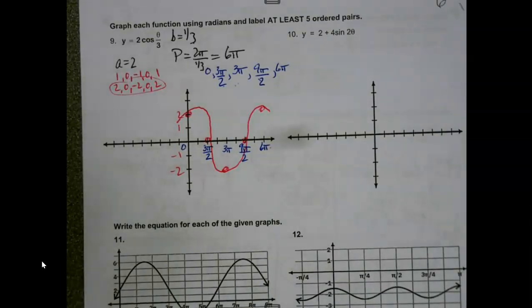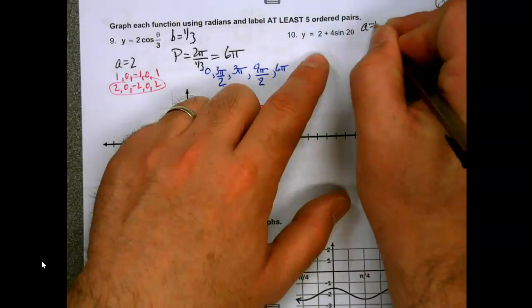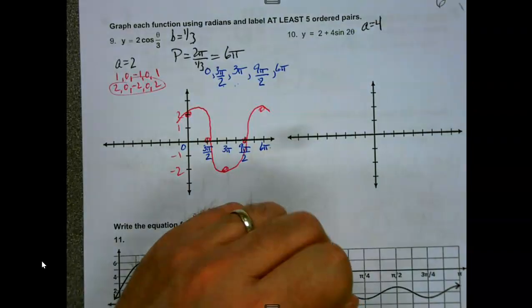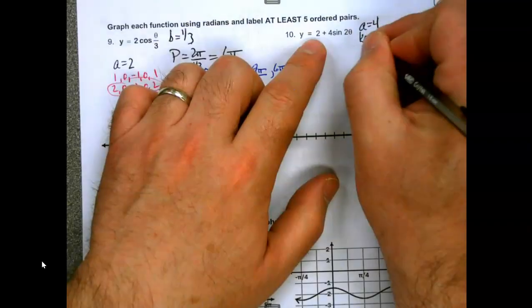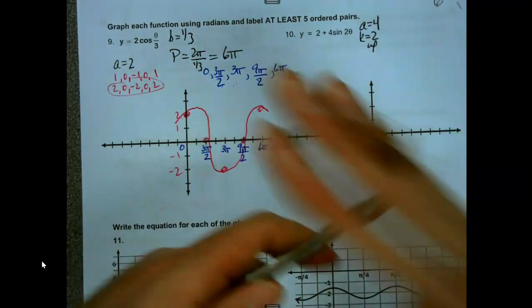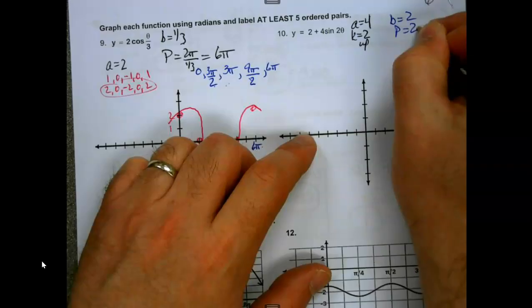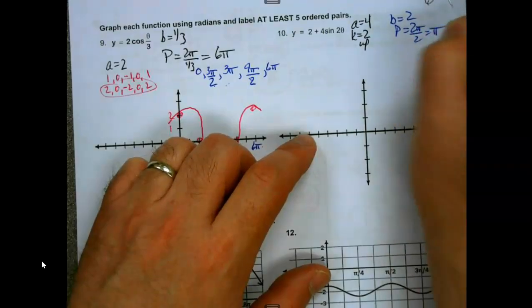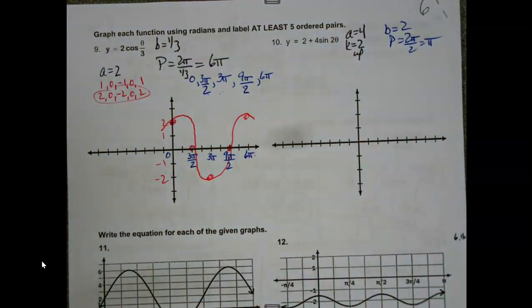Wow. Okay, one more. My A value is 4. I'm also going to be going up 2. That's my K value in front. And then over here, since my B value is 2, my period is 2 pi over 2 or pi. I did those in different colors because, again, how do the things connect? B and C, A and K all go together. So my period is pi.